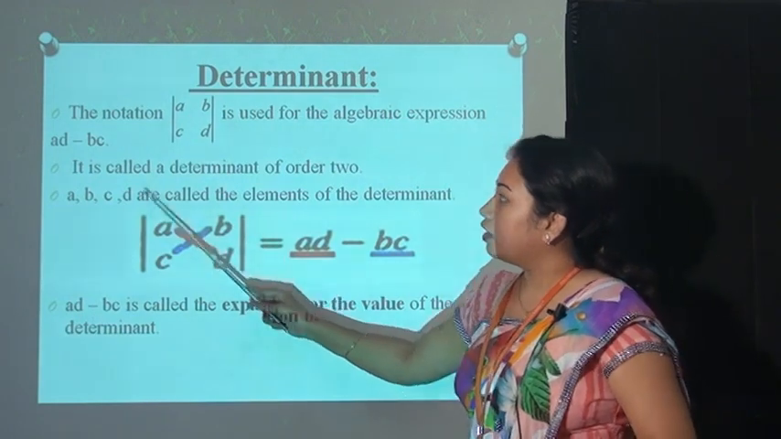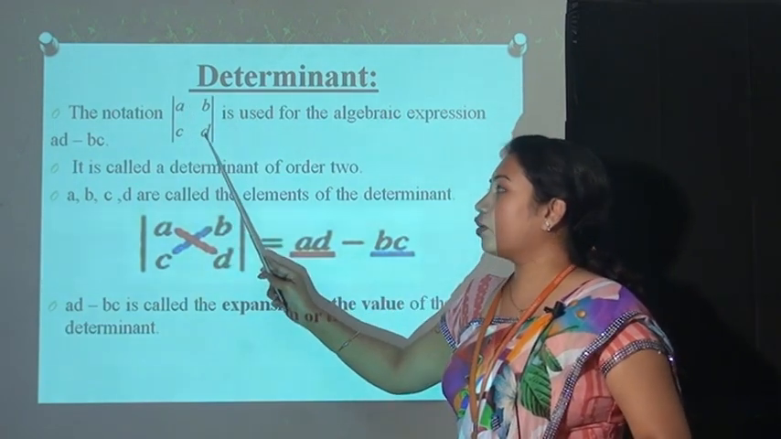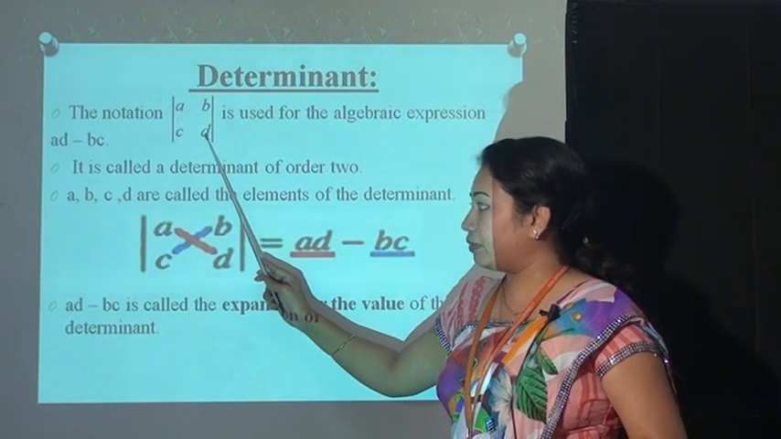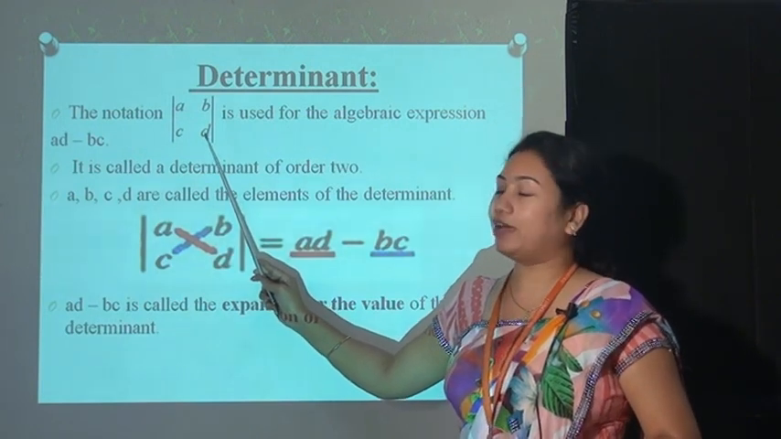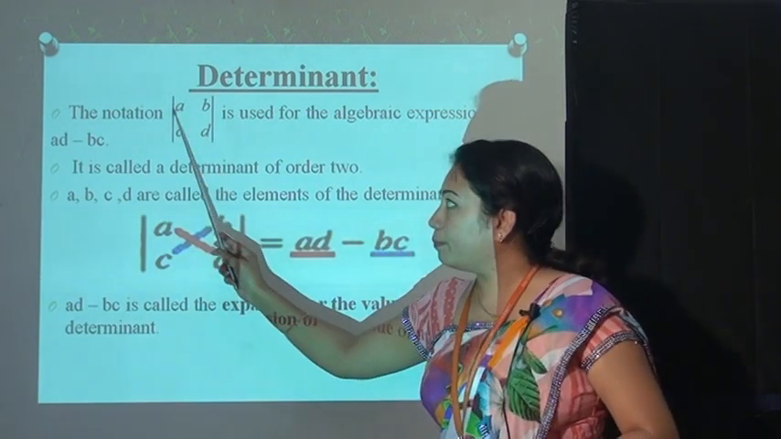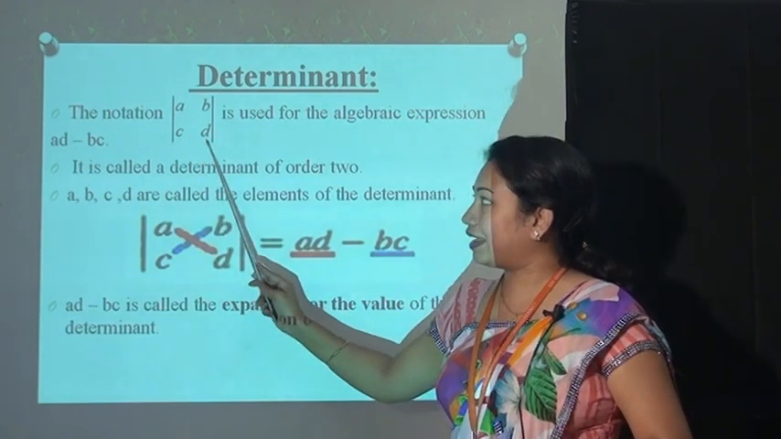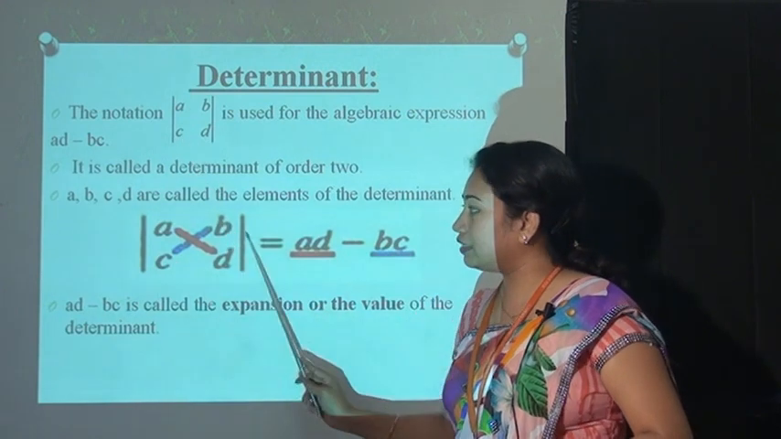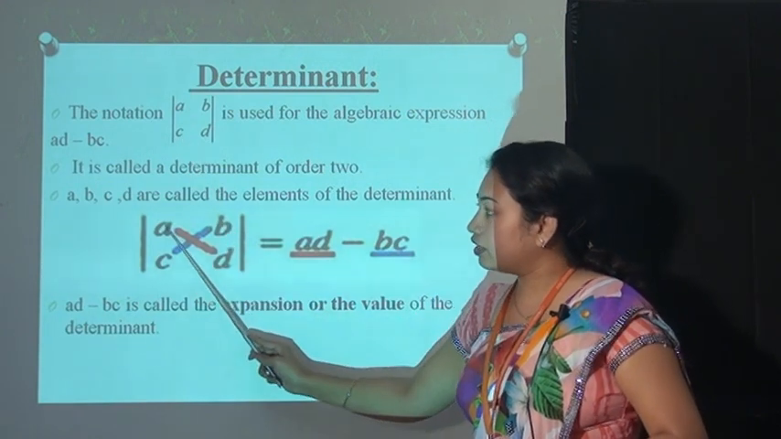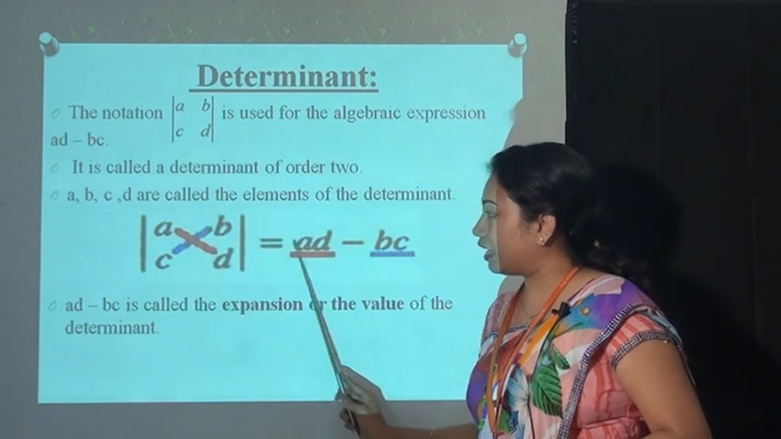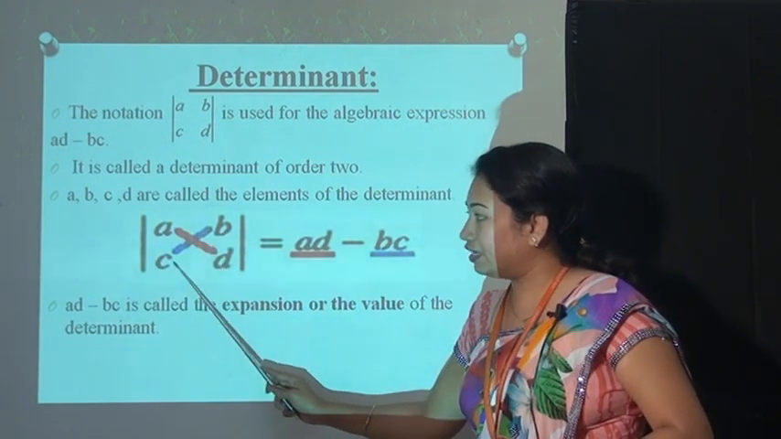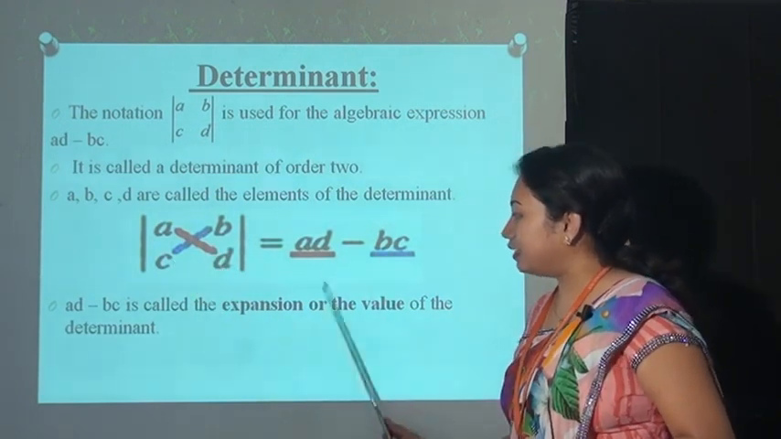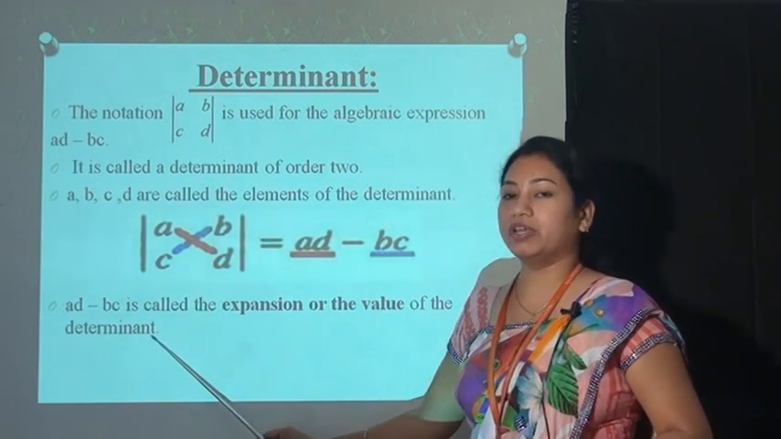Here A, B, C, D are called the elements of the determinant, and the expansion or the value of the determinant is found by cross multiplying these two elements. That means A into D minus B into C. Here you can see the image of this expansion. Here multiply these two elements, A into D minus B into C. This is called the expansion or the value of the determinant.